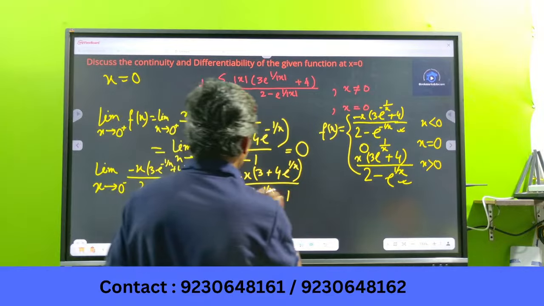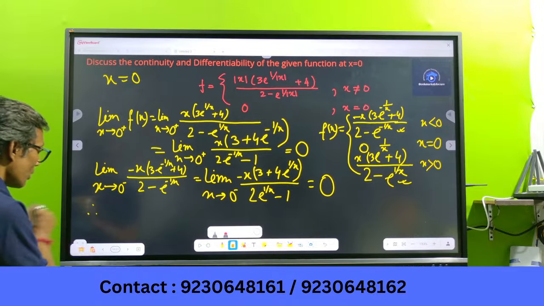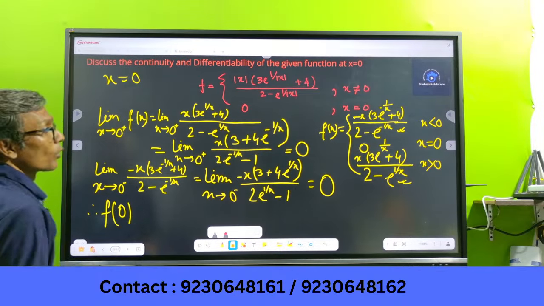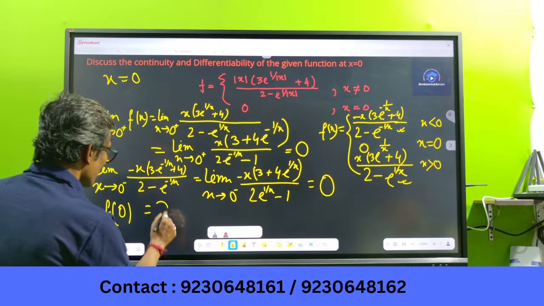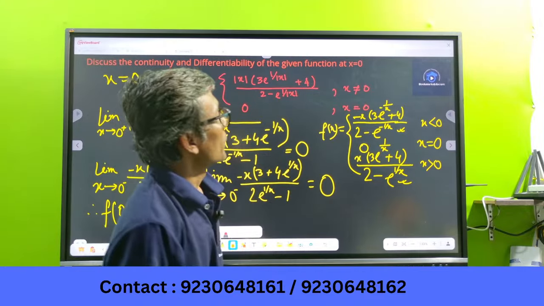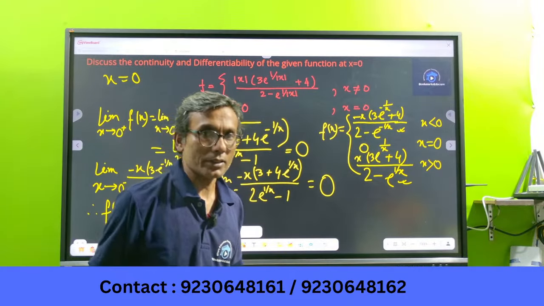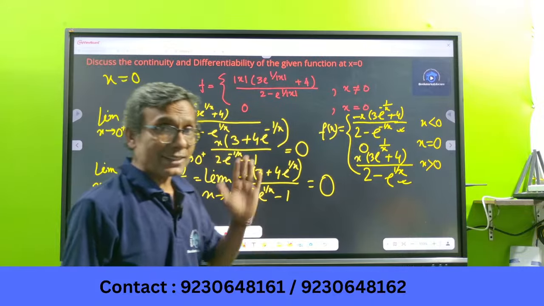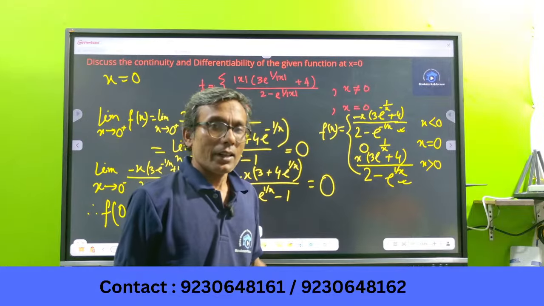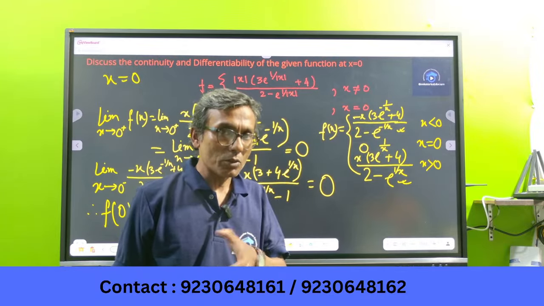So putting the value of x equal to 0, and the value of the function at x equal to 0 is 0. So these three values are also the same. That is why we can say that the function is continuous at the given point x equal to 0. So at x equal to 0, the function is continuous. Now we have to check differentiability of the function at the point x equal to 0.